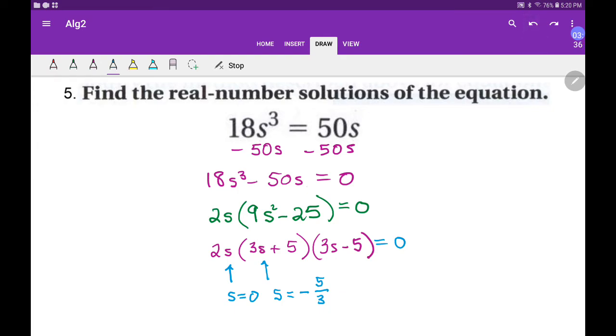That's my second solution. And then finally, this time I want it to be positive. So s is equal to, I want 5, I put it on top. I don't want 3, I put it on the bottom. So those are my 3 roots right there. S is equal to 0, s is equal to negative 5 over 3, and s is equal to positive 5 over 3.